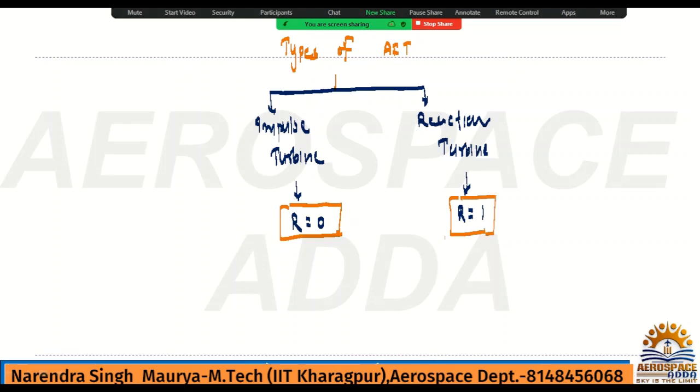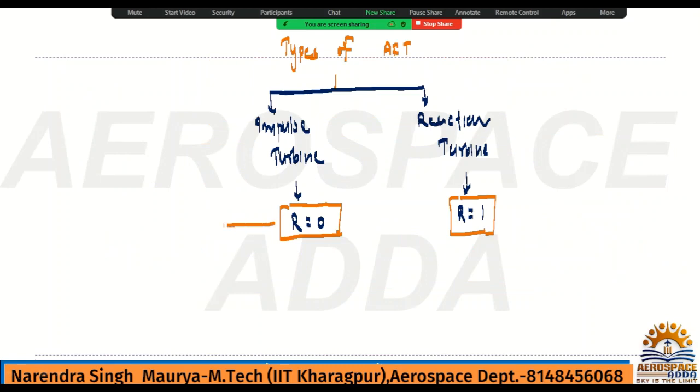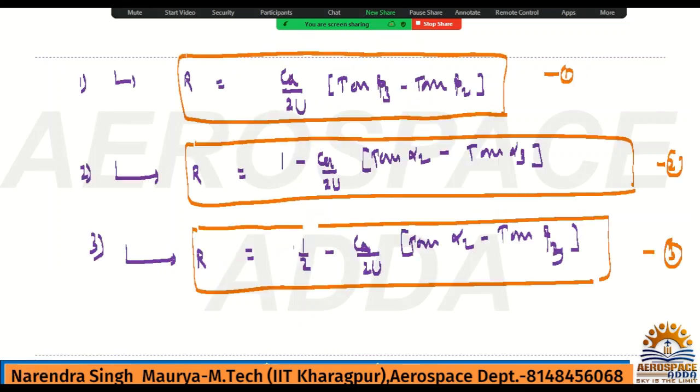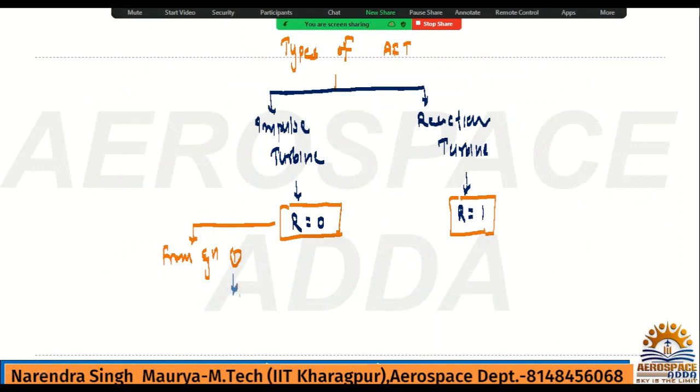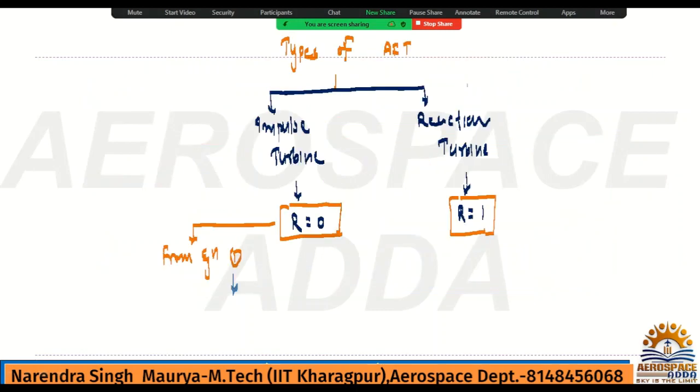Now check the formula here. If R is equal to 0, then what will happen? This is equation 1, this is 2, and this is 3. So from equation 1, if you keep this value R is equal to 1, what will you get? You will get this value as 0. So tan beta 3 is equal to tan beta 2, or you can say beta 2 is equal to beta 3. This is the mean of the impulse turbine.